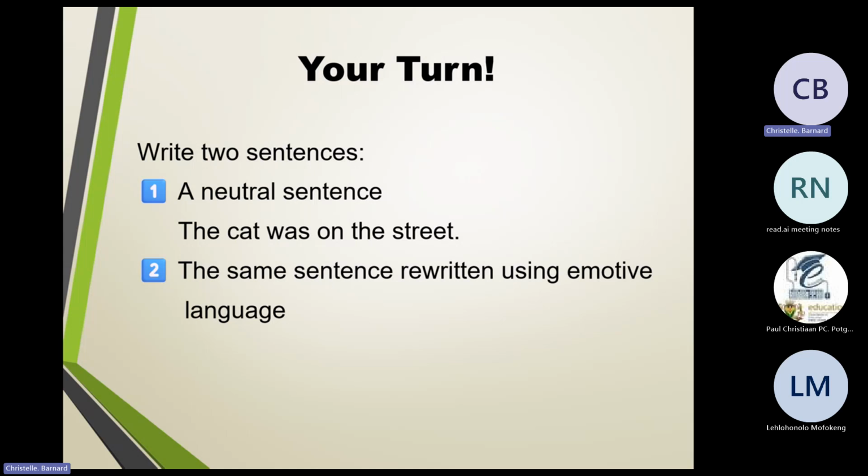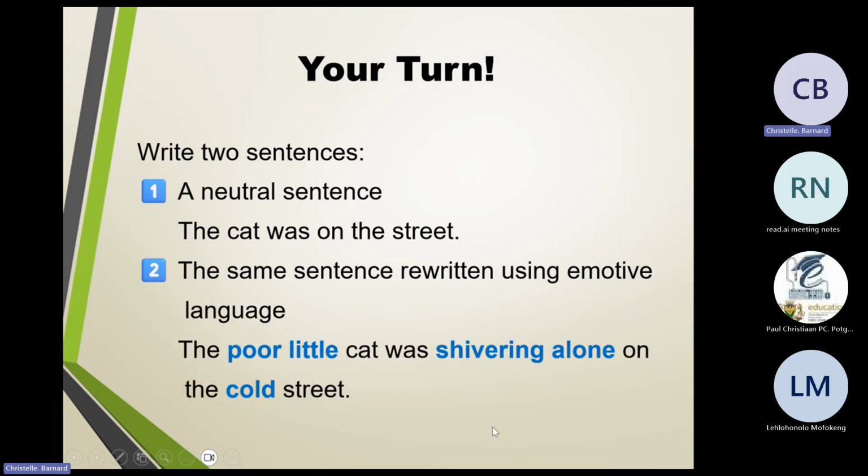Okay, now I want you to take the same sentence that you thought of, and then I want you to rewrite it, adding an emotive word, using emotive language. Okay, so can you think of a descriptive word that creates an emotion that you can add to your sentence? Okay, I've added the following.